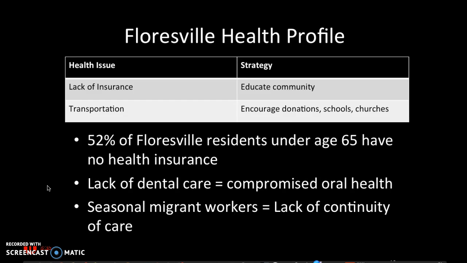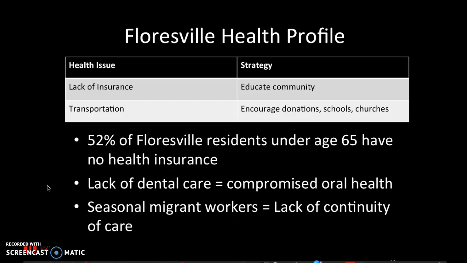Taking a look at the Floresville health profile, we can see that there are several issues. I've just listed a couple of them, and I've listed also the strategies that we're going to employ to try to eradicate or curtail these issues. The first issue is a lack of insurance, and we plan on educating the community. And we can use schools, we can use public health nurses to do this. The issue of transportation, we can encourage donations from schools or churches to loan their buses, to bus residents to and from their residence to the community centers.